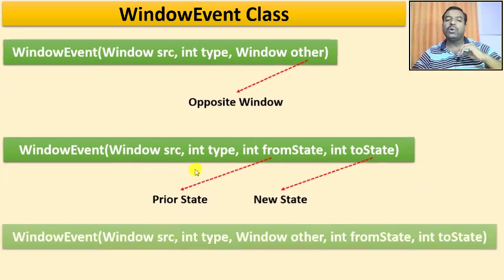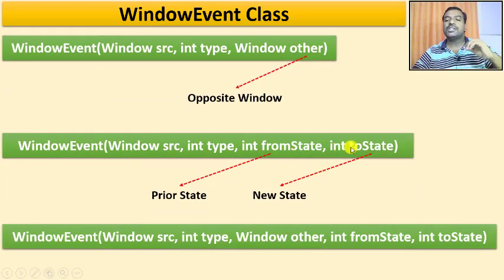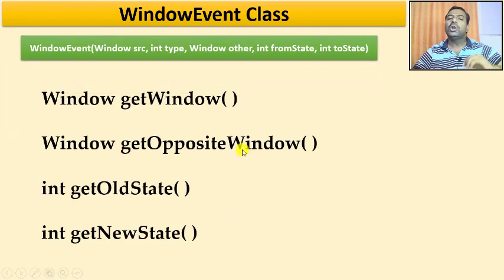Now if you want to know the from state and to state as well as the opposite window, I am going to use this constructor, which has the source, the type of window event, the opposite window, and from which state to which state the window has traversed. Hence I can make use of this particular constructor to get that information. And when I want to get the window ID, use the method getWindow. When I want to know the reference of an opposite window, getOppositeWindow. When I want to know the old state of the window and the new state of the window, I am going to use these particular methods.